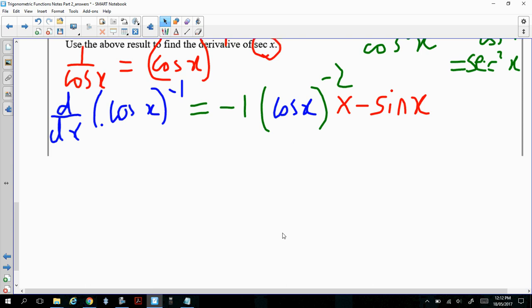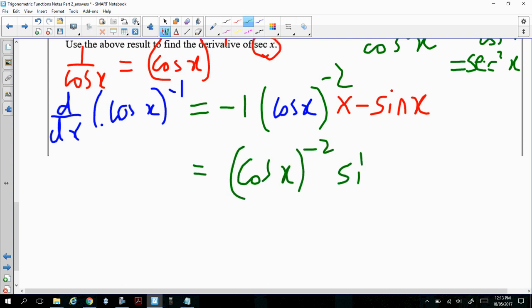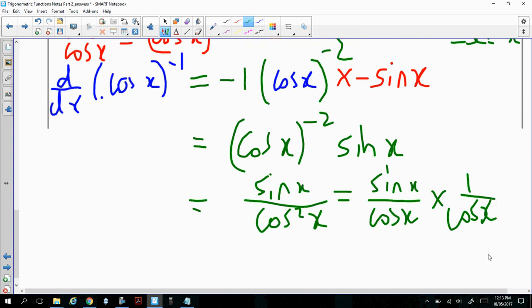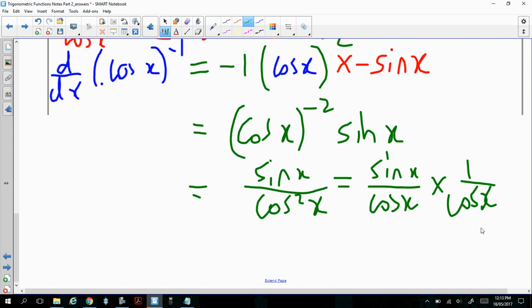So we're going to simplify. The double negative becomes positive. That can be written as sine x over cos squared x, which can be simplified as sine x over cos x multiplied by 1 over cos x. Why do I do that? Because now the first is just tan, and the second one is sec. So the derivative of sec x is tan x sec x.